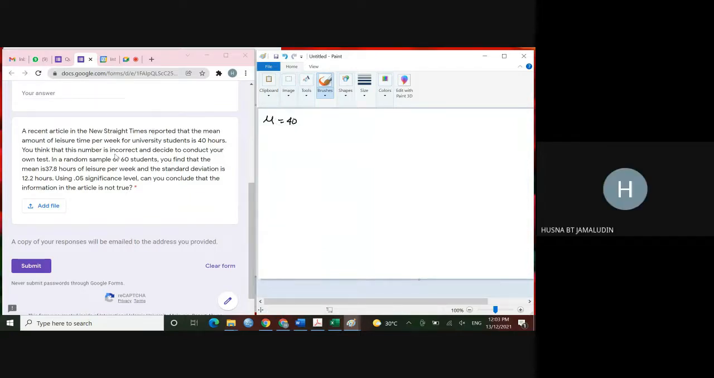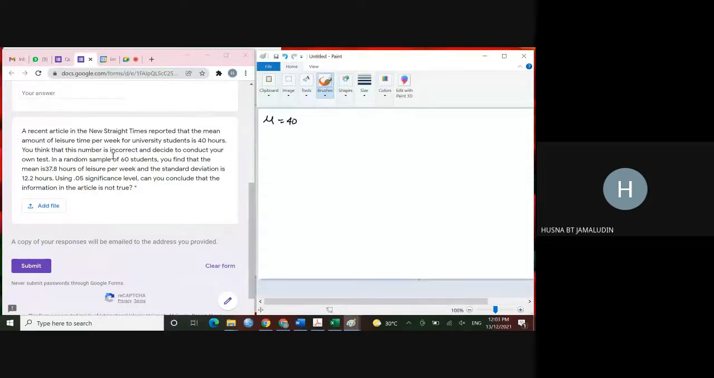You think that this number is incorrect? Well, because this is just a general claim, right? Remember, mu in hypothesis is just like a general claim. Even though they didn't put the mean here, they will say that people said this is the value. So it is the mu. It is just anyone's claim.